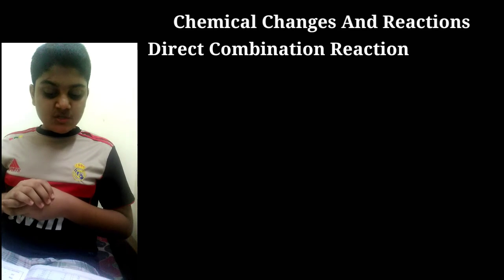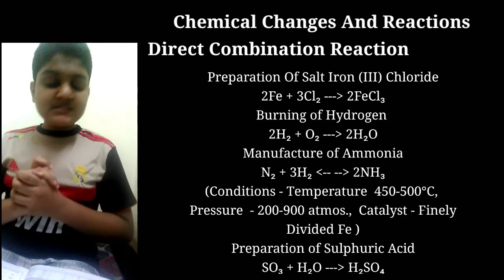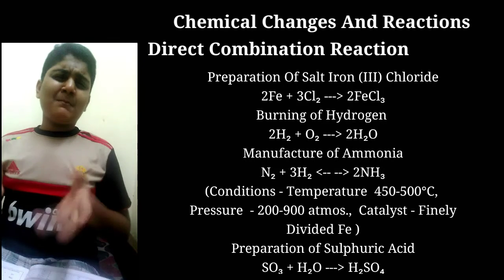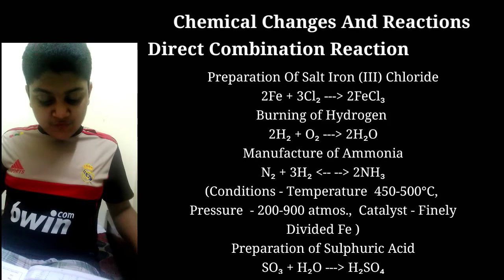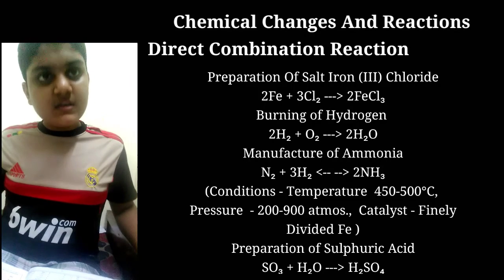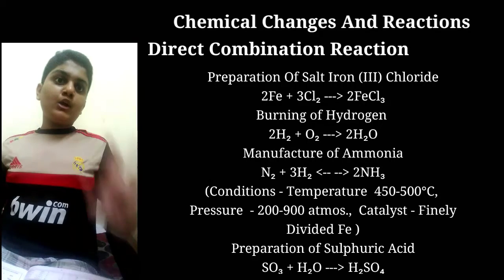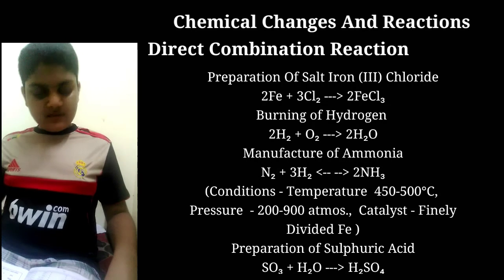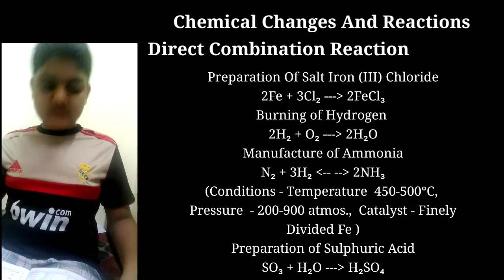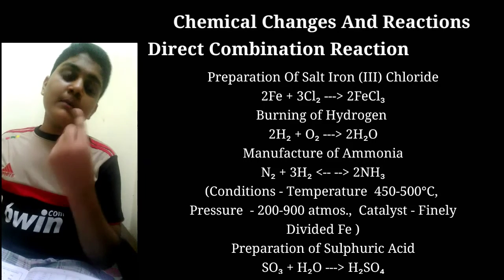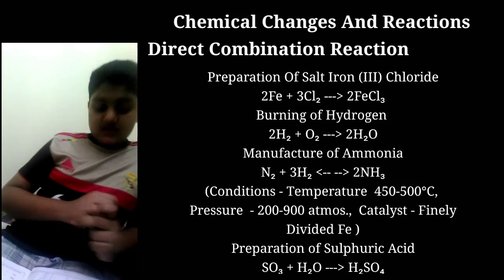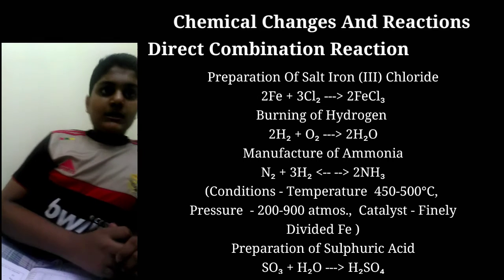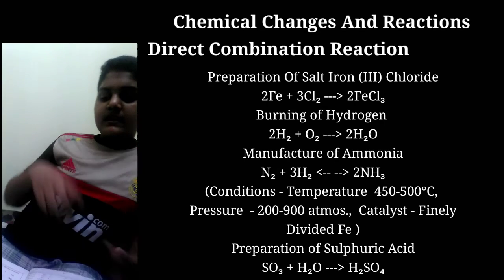Next, preparation of a few metals and normals. How will you prepare FeCl3? You will add iron and chlorine, and you will get FeCl3, a soluble salt. You must be able to prepare one soluble salt. It is important. 2Fe plus 3Cl2 gives 2FeCl3.